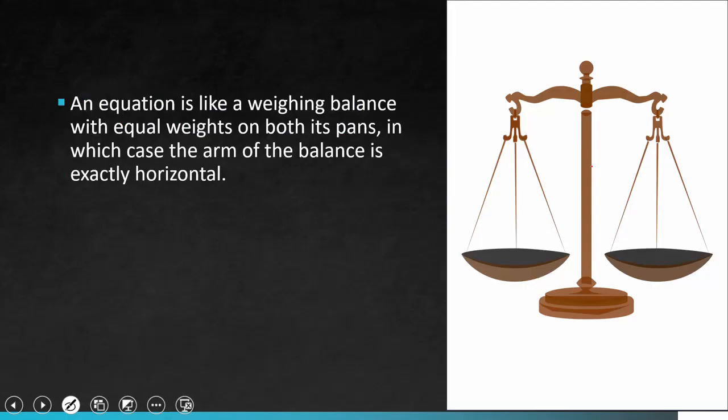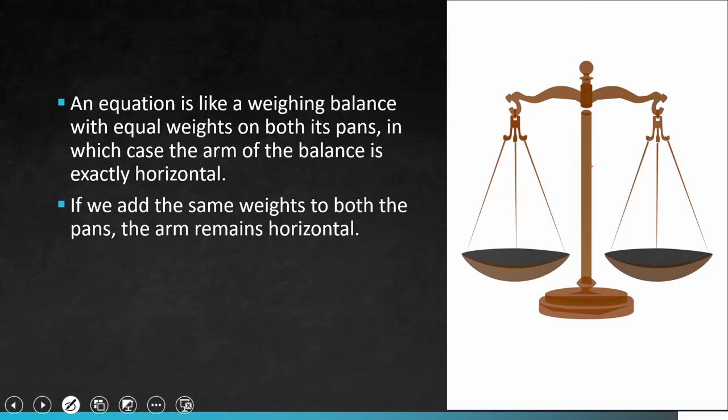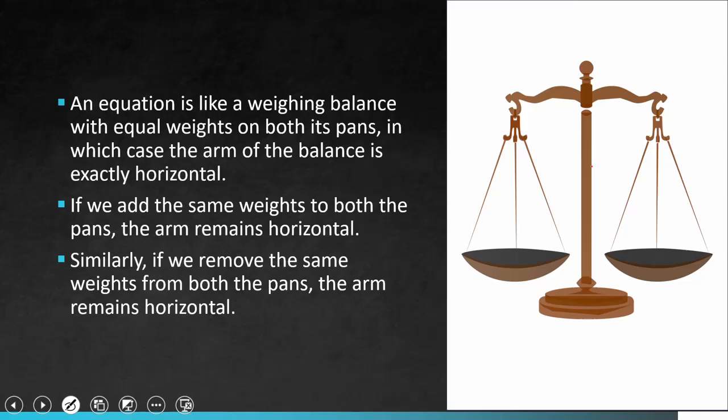So basically an equation is like a weighing balance with equal weights in both the pans, in which case the arm of the balance is exactly horizontal. If we add the same weights to both the pans, the arm remains horizontal. Similarly, if we remove the weights from both the pans, the arm remains horizontal. So basically this equation is exactly like a weighing balance.